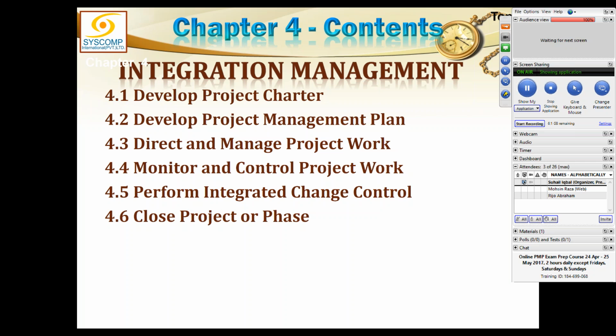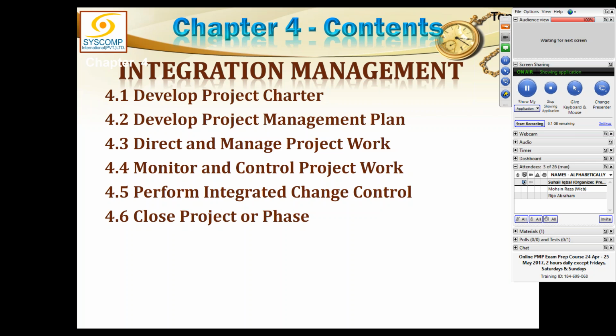And as a result, if something does not happen as it should have happened, we are not really much affected, because we are reporting it to monitoring and control. We are sending all the data to monitoring and control, right? So direct and manage project work will execute the project, and it will produce the deliverable naturally. If the job is done, the deliverable would come out of it, and it will also produce the data out of it. The work performance data will also be produced out of it.